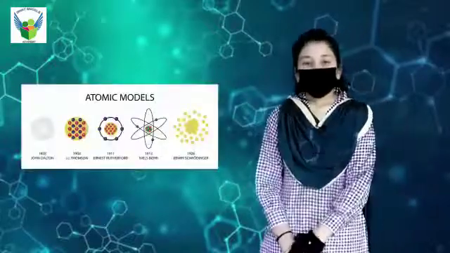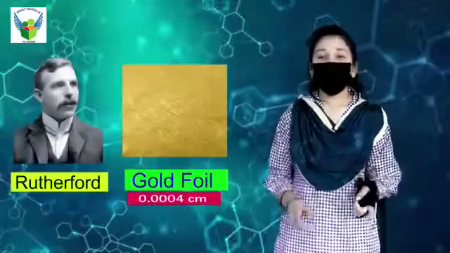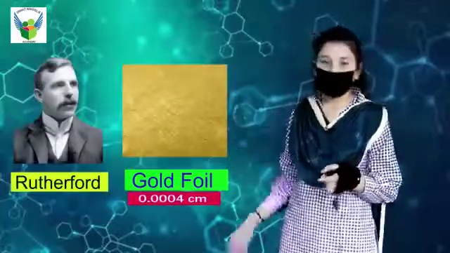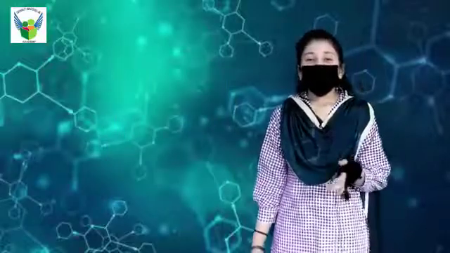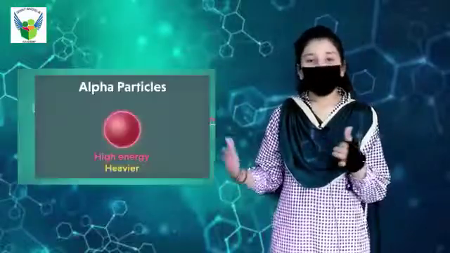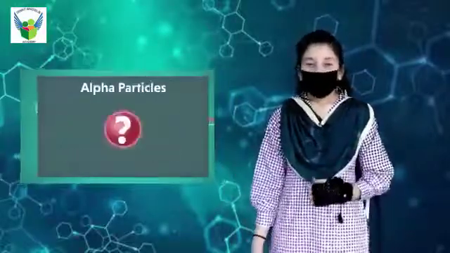Now let's come to the atomic model. Rutherford took a gold foil whose thickness was 0.0004 centimeter. He took such a small thickness of gold foil so that he could bombard alpha particles. Now what are alpha particles?